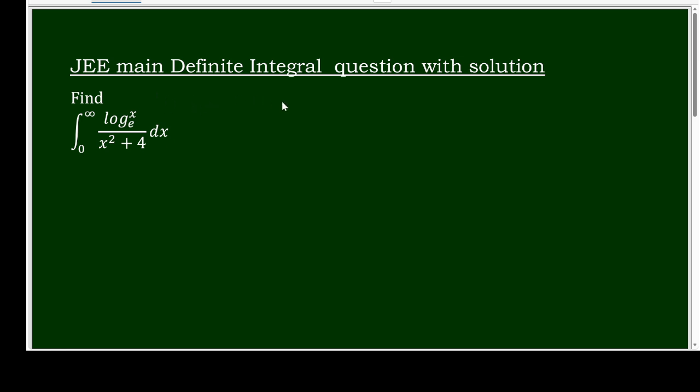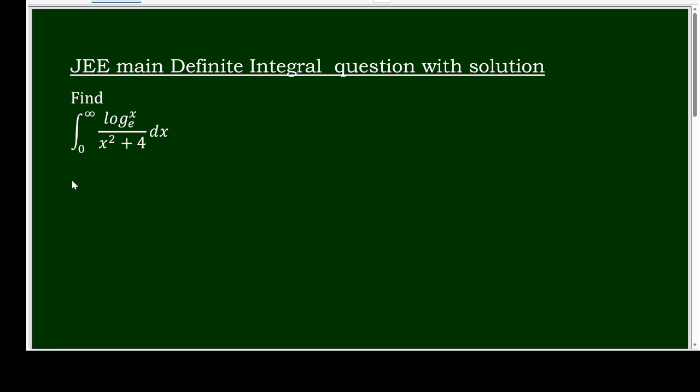So this is a question from definite integral JEE main. The question is, find the integral from 0 to infinity, numerator is log x base e and denominator is 4 plus x square. You have to integrate with respect to x. Of course, I have not written the 4 options given for the solution.